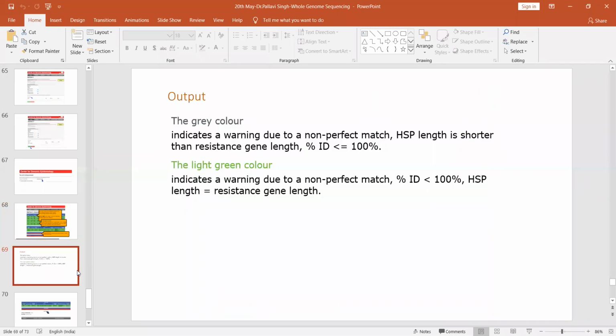Similarly, in the results, you will get some gray colors. So gray color indicates there was a non-perfect match. HSP length is shorter than the resistance gene length. जो आपका मैचिंग लेंथ था वो रेजिस्टेंस जीन के लेंथ से बहुत छोटा था. और अगर आपका लाइट ग्रीन आता है तो भी इसका मतलब यही है कि HSP length is just equal to the resistance gene length. नॉर्मली क्या है, रेजिस्टेंस जीन के लिए जो रेजिस्टेंस जीन का लेंथ है वो HSP लेंथ से ज्यादा होना चाहिए हाईएस्ट मैचिंग सीक्वेंस से.